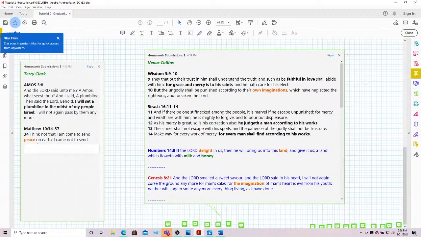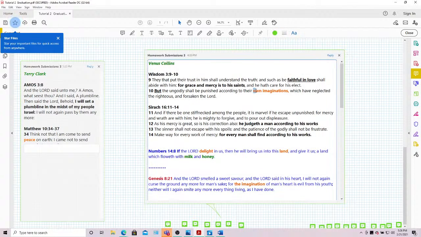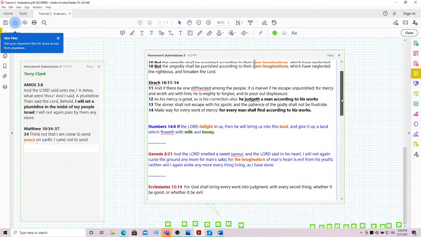But, so the plumb line right here, the ungodly shall be punished according to their own imaginations, which have neglected the righteous and have forsaken, so you forgot the Creator. So the saints, they get the grace and mercy. The ungodly are going to be punished according to their own imaginations. And if you ever want to figure out what imaginations is, that's why I tagged that one, and I went through that in e-Bibles, and this is what you're going to pull.